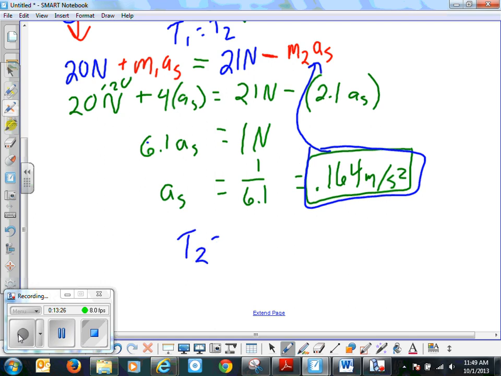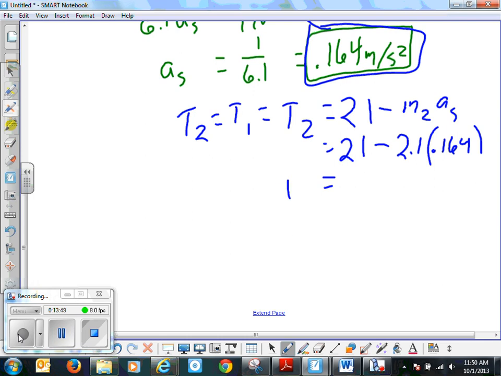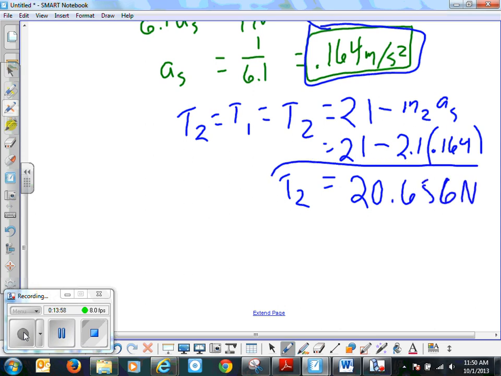So I'll say T2, which is equal to T1, equals T2 again, which equals 21 minus M2 times acceleration of the system. In this case, 21 minus 2.1 times 0.164. And our tension then is 20.656 newtons, and that's your tension.